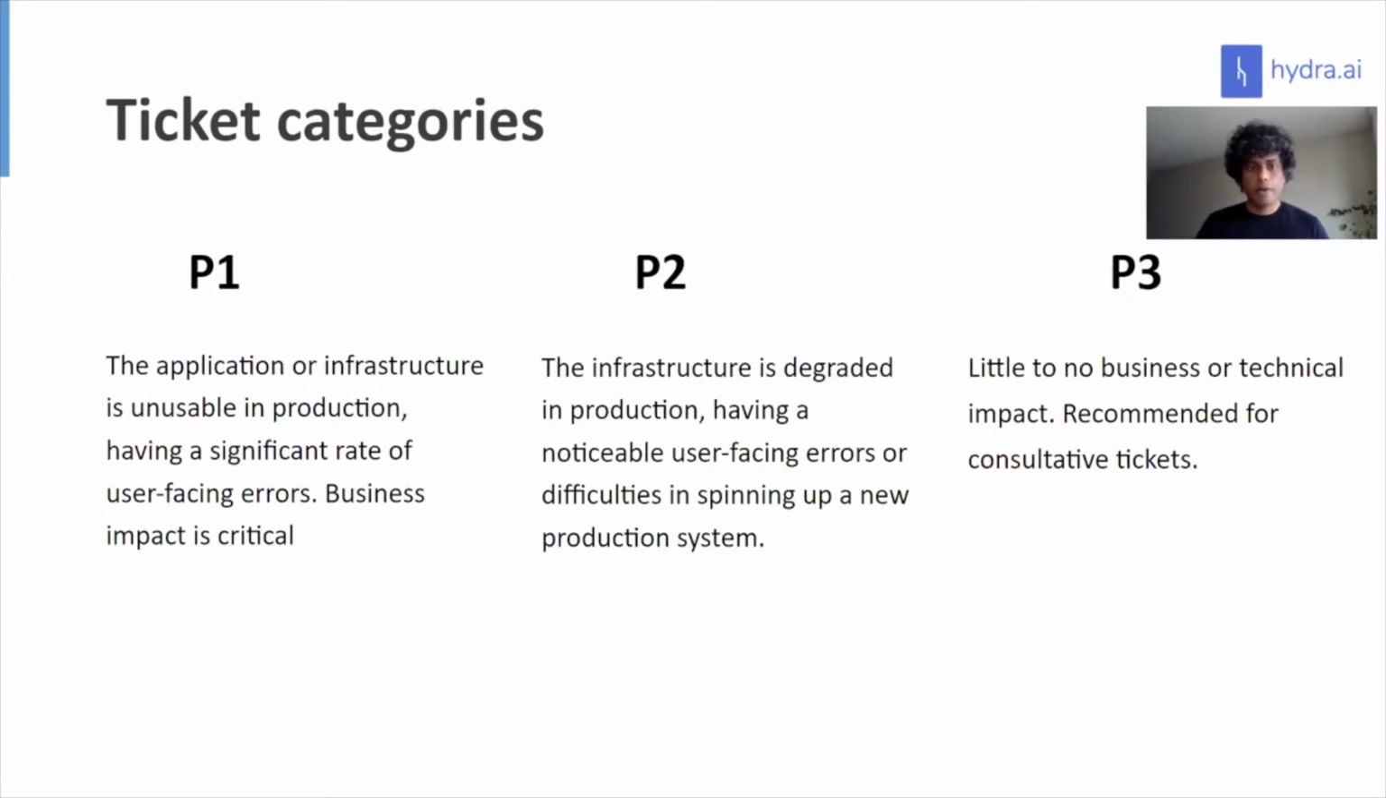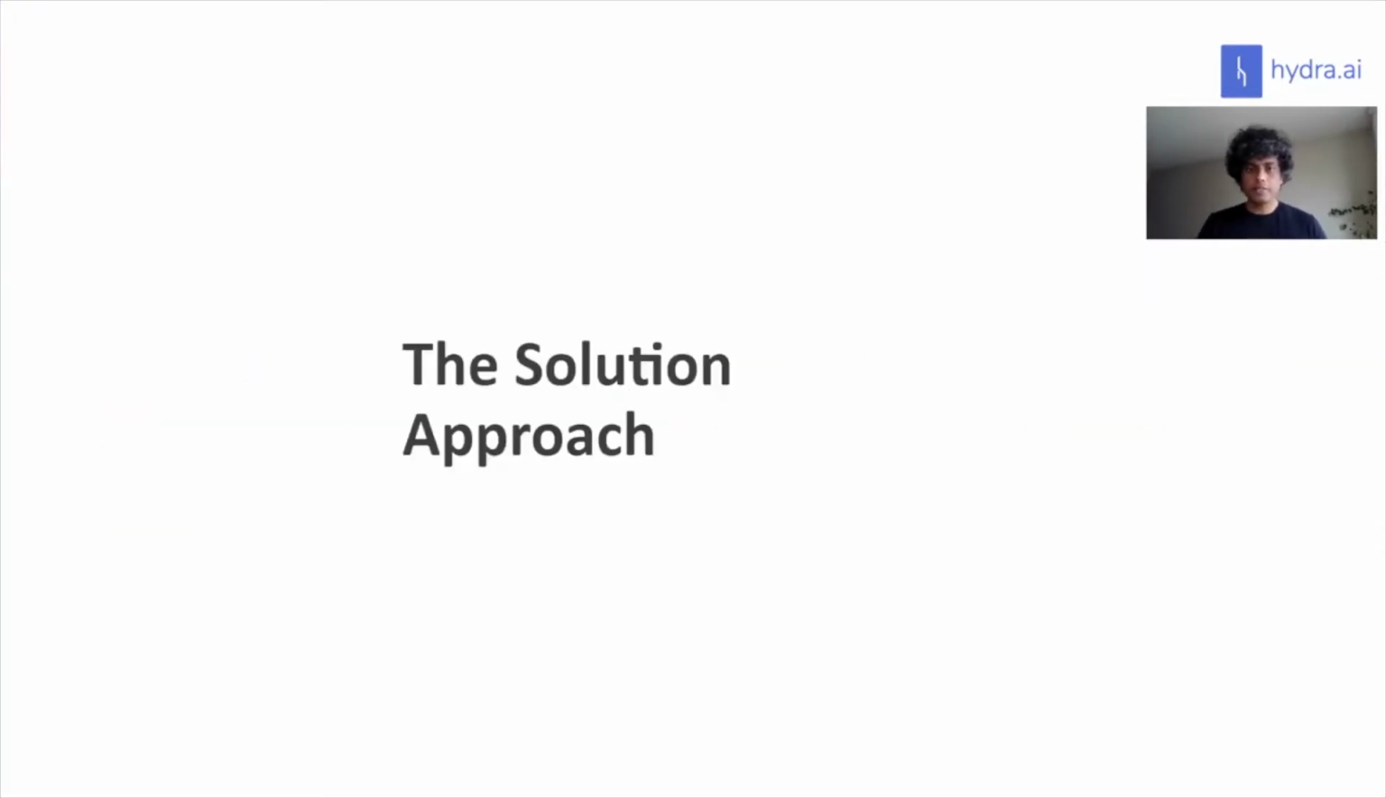So for HCP, P1 tickets are anything that affects the production infrastructure. Customers are having serious issues using the production infrastructure. P2 would be things like expanding capacity, things that are not quite critical, but could affect performance and functionality in production environments. And P3 covers your consultative questions and everyday questions about the technology and products and services HCP is offering. Let's look at the solution approach.